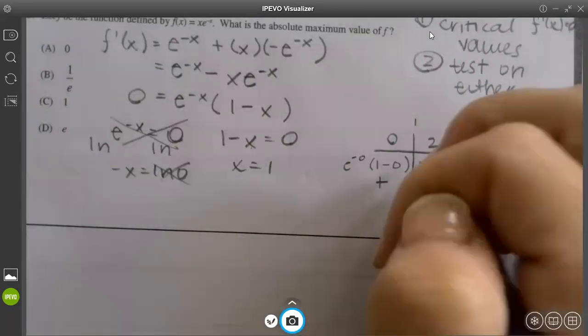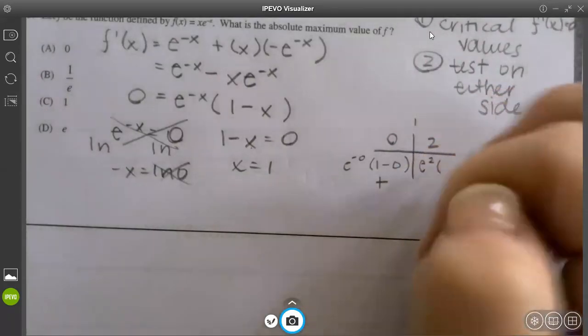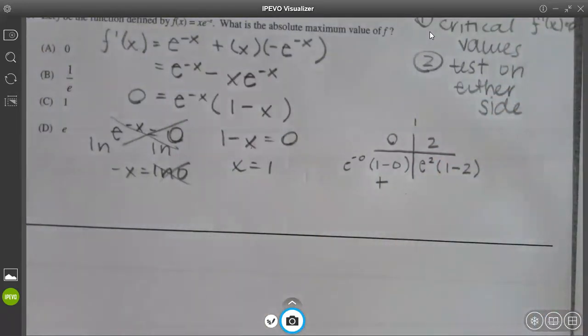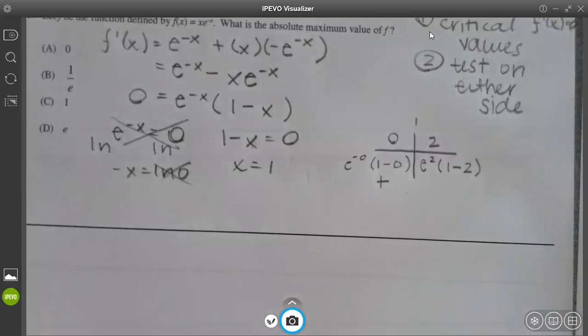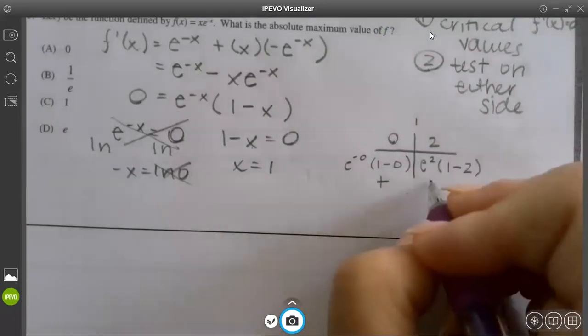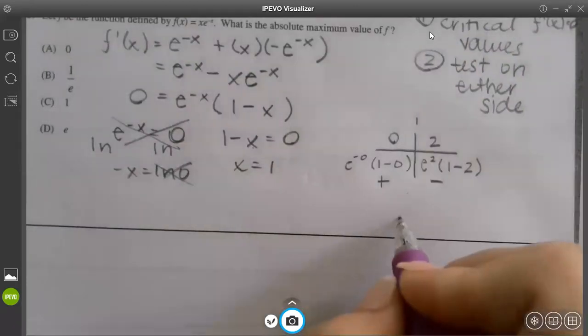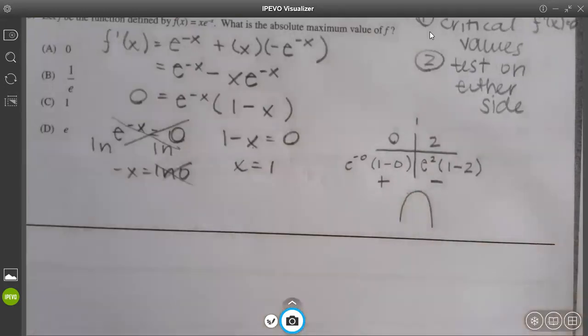Plug into the other one, e squared times 1 minus 2. 1 minus 2 is negative 1. E squared is a constant. A constant times a negative 1 is a negative constant, right? That means it goes from increasing to decreasing, right? Do I see that? So where is that?